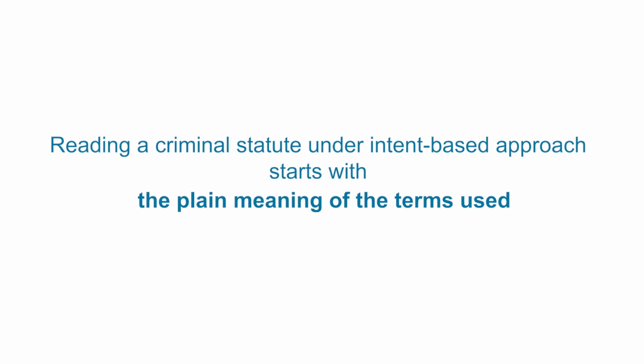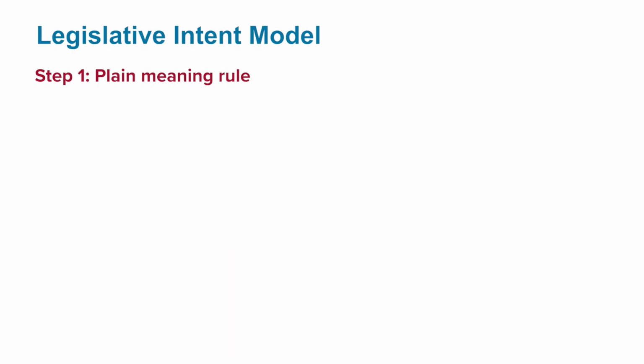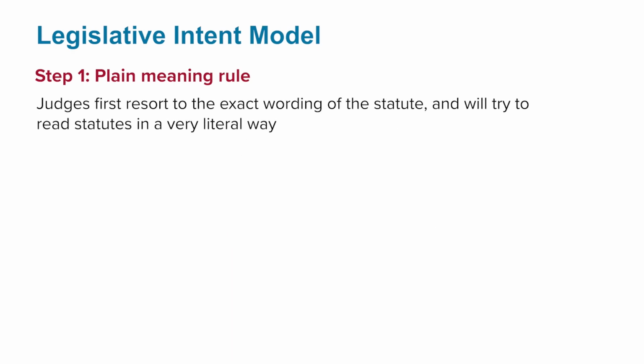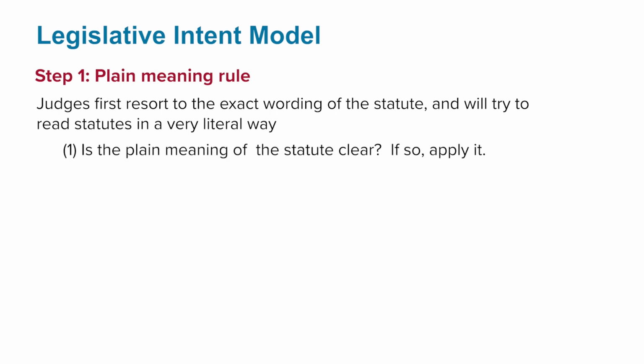The starting point for reading a criminal statute under this intent-based approach is the plain meaning of the terms used. After all, the plain meaning of statutory terms is what the public is on notice of, and it's also presumably what the legislature intended to enact into law. So it's what courts first look at. Under this so-called plain meaning rule, judges first resort to the exact wording of the statute and will try to read statutes in a very literal way. If the plain meaning of a statute is clear, then that's the end of the interpretive enterprise.